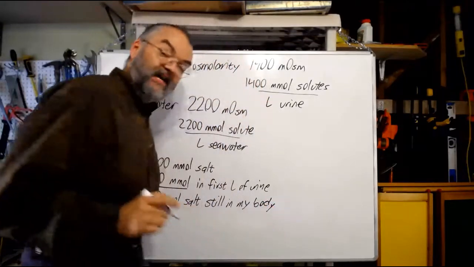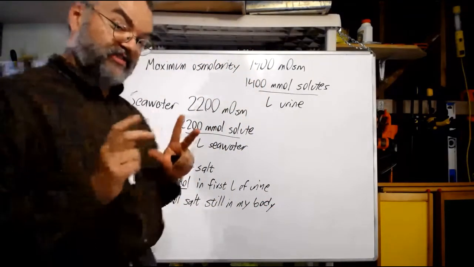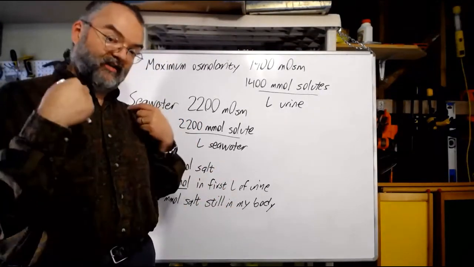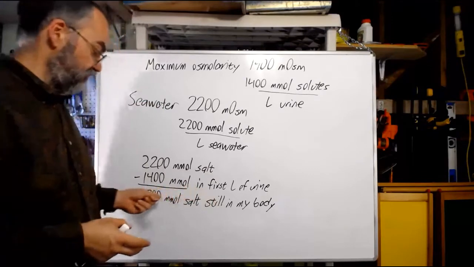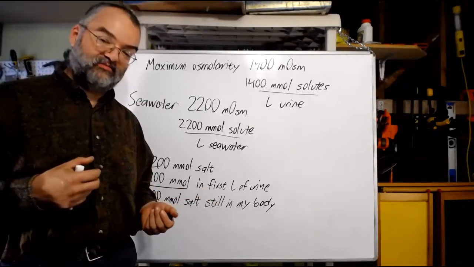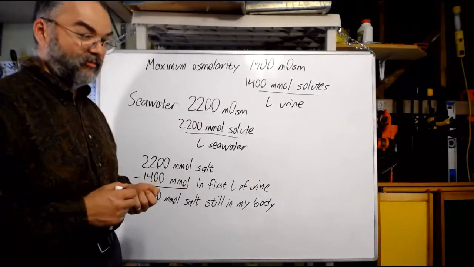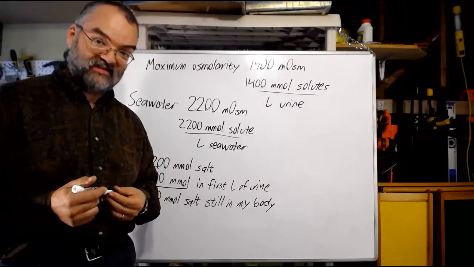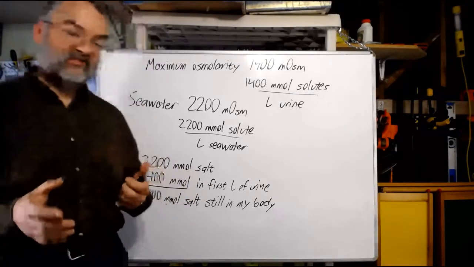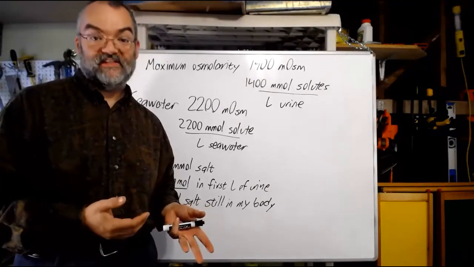But I've already gotten rid of all of the water that I took in. Remember, I drank a liter of seawater, and now I've gotten rid of a liter of urine, so that's 1 liter of water in, 1 liter of water out. But I couldn't get rid of all of the salt. I've still got 800 millimoles more salt to get rid of, which is going to take me a little more than half a liter of water to get rid of at maximum concentration. So when I drink that seawater to get rid of the salt, I have to get rid of about 1.5 times as much water as I gained.